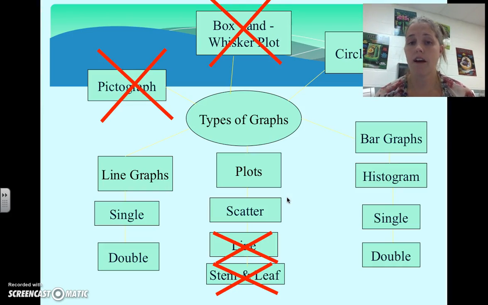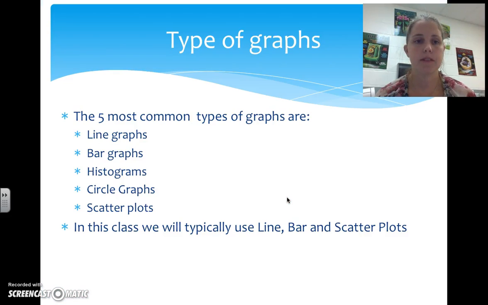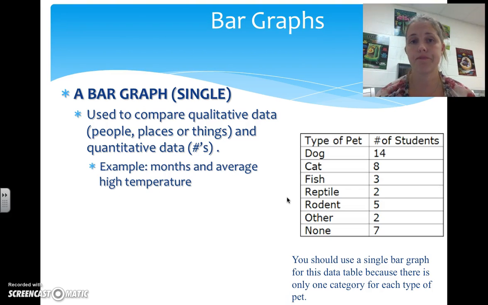So here are all the types of graphs. The ones with the X's through them are the ones that are typically only in math, not as much in science. So the 5 most common types of graphs are line graphs, bar graphs, histograms, circle graphs, and scatter plots. Circle graphs are sometimes known as pie charts, so you may have heard it referred to as that. In this class, we are mostly going to use line graphs, bar graphs, and scatter plots.